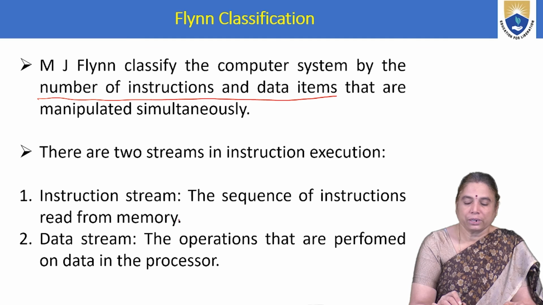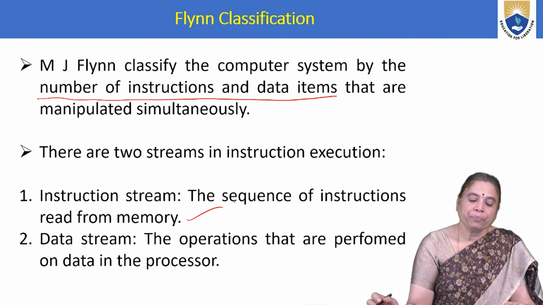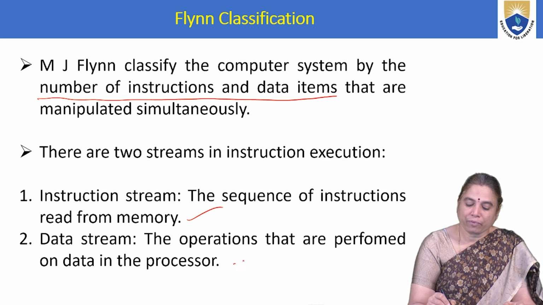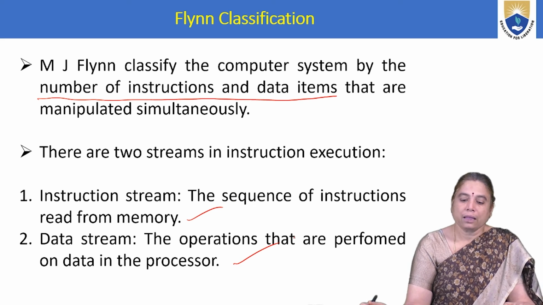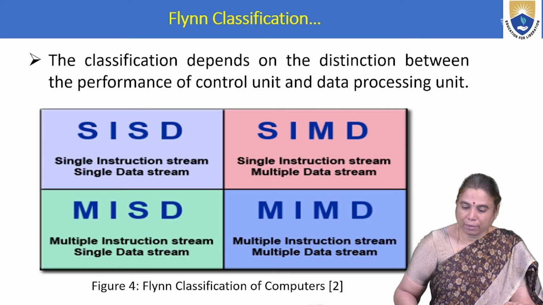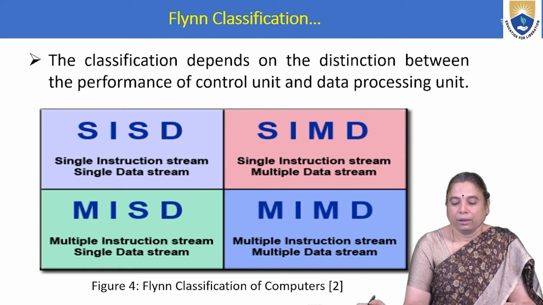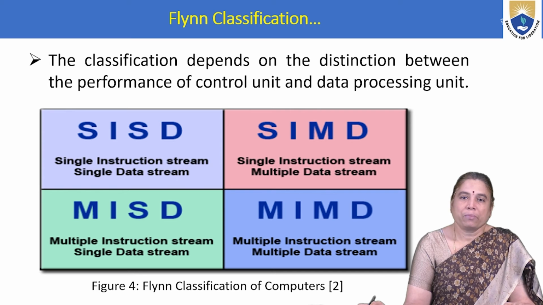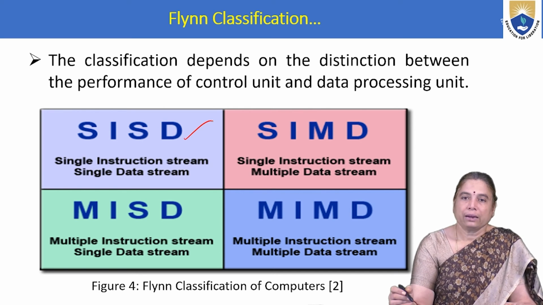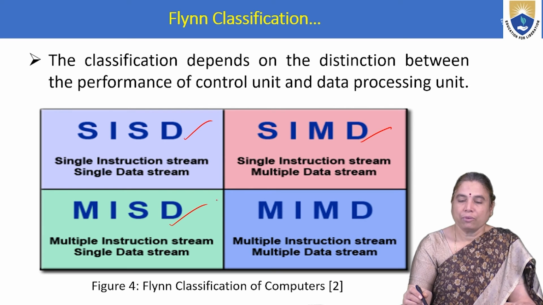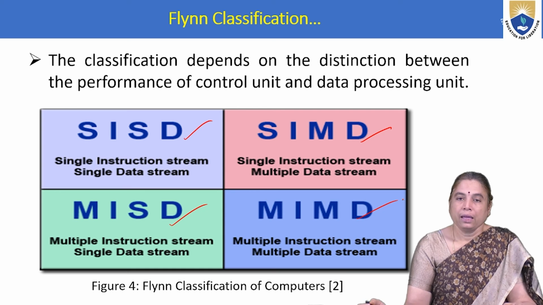One is the instruction stream, the sequence of instructions read from the memory. The second one is the data stream, the operations that are performed on the data in the processor. So, depending upon that, four classifications are made by Flynn: SISD, SIMD, MISD, and MIMD.